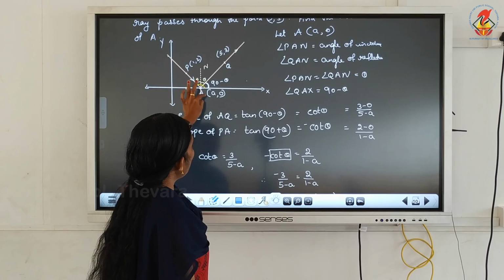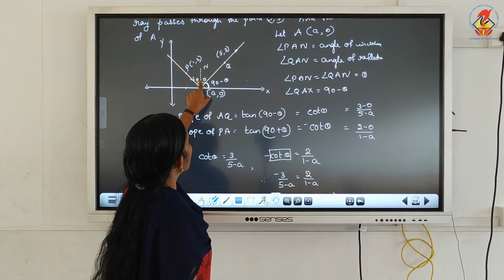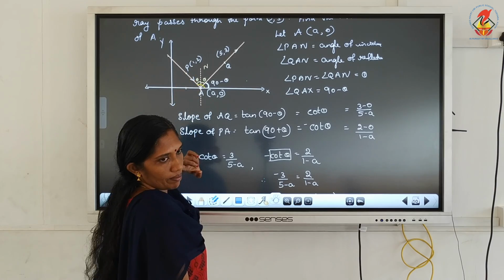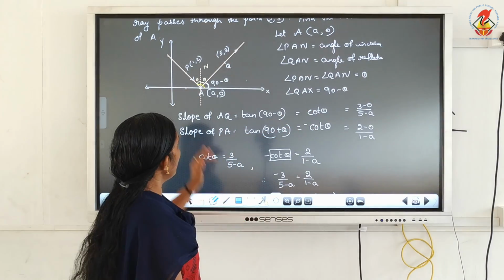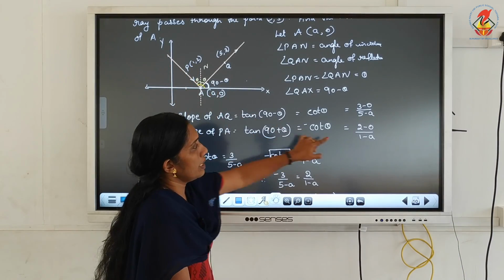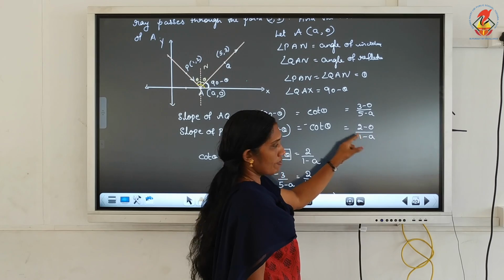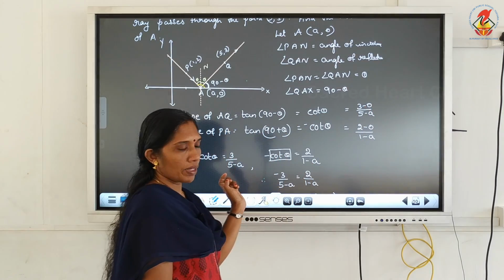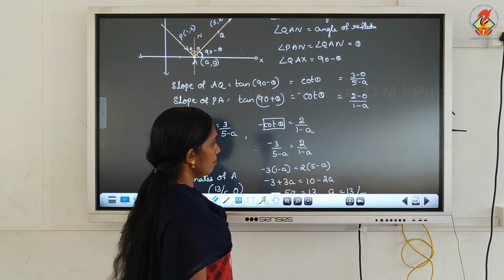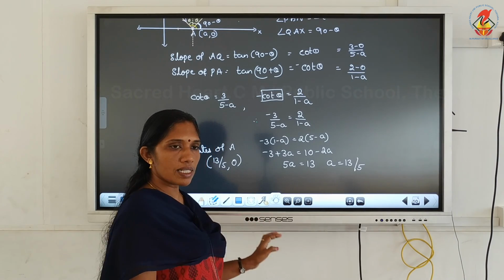Now the slope of PA: its angle with the x-axis is 90 plus theta. So tan of 90 plus theta becomes minus cot theta, and in terms of coordinates, 2 by 1 minus A. Then we compare and write minus cot theta is this value. For this cot theta, substitute 3 by 5 minus A. So we get the value 13 by 5 as A, coordinates 13 by 5 comma 0.